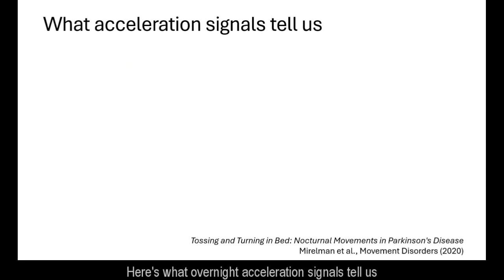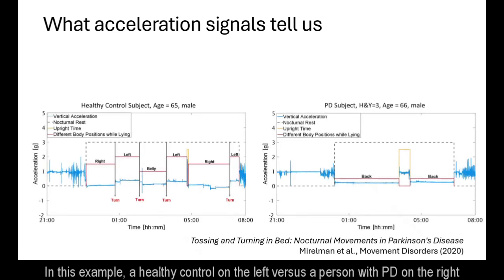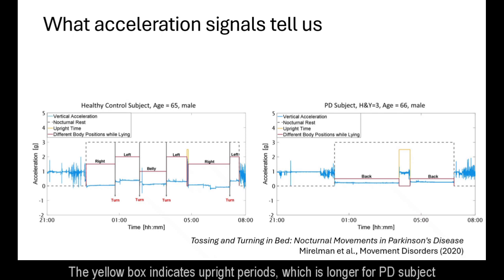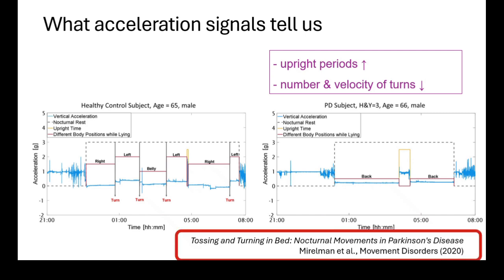Here's what overnight acceleration signals tell us. In this example, a healthy control is on the left versus a person with PD on the right. The yellow box indicates upright periods, which is longer for the PD subject, having fewer and lower velocity turns. For more details, please refer to their original paper.